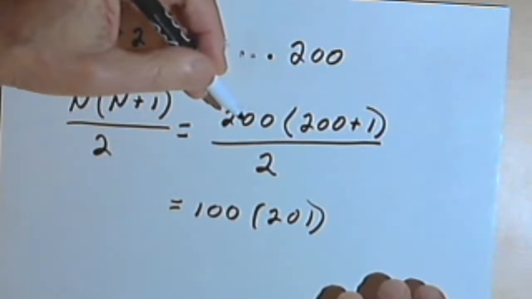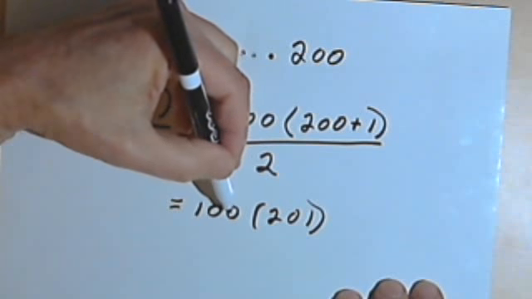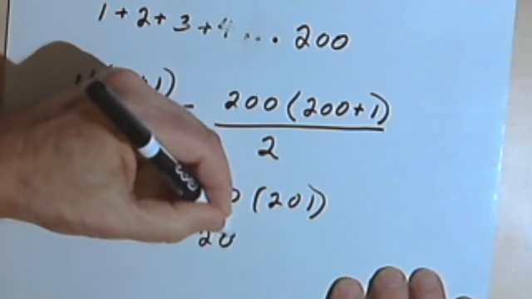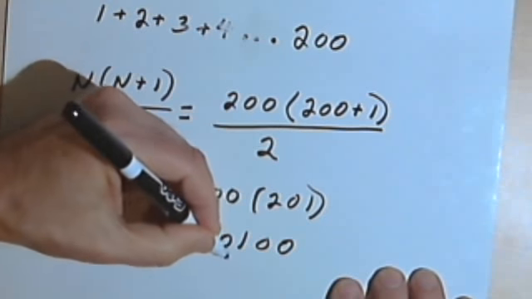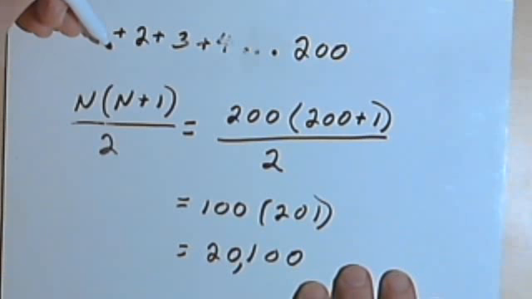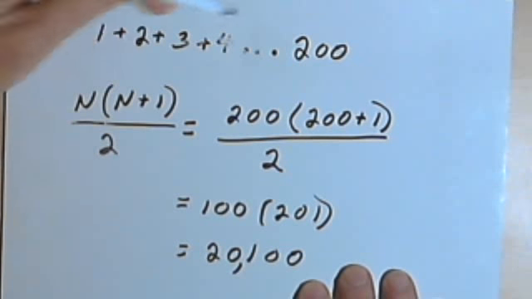Well, to multiply by 100, all I want to do is add 2 zeros to the other number. So that means I'll have 20,100 as the sum that I would get if I added up the numbers from 1 to 200.